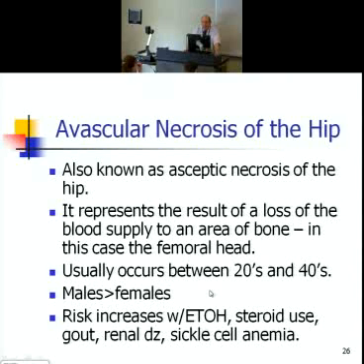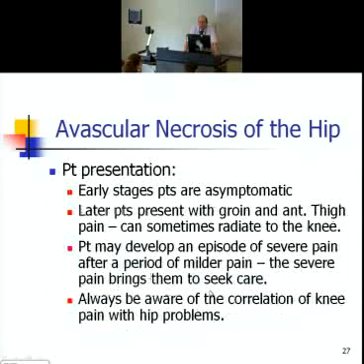But the things that will increase your risk of avascular necrosis are alcoholism, steroid use, gout, kidney disease, and also sickle cell anemia, because obviously the vessel gets cut off with the sickle cells and results in avascular necrosis.